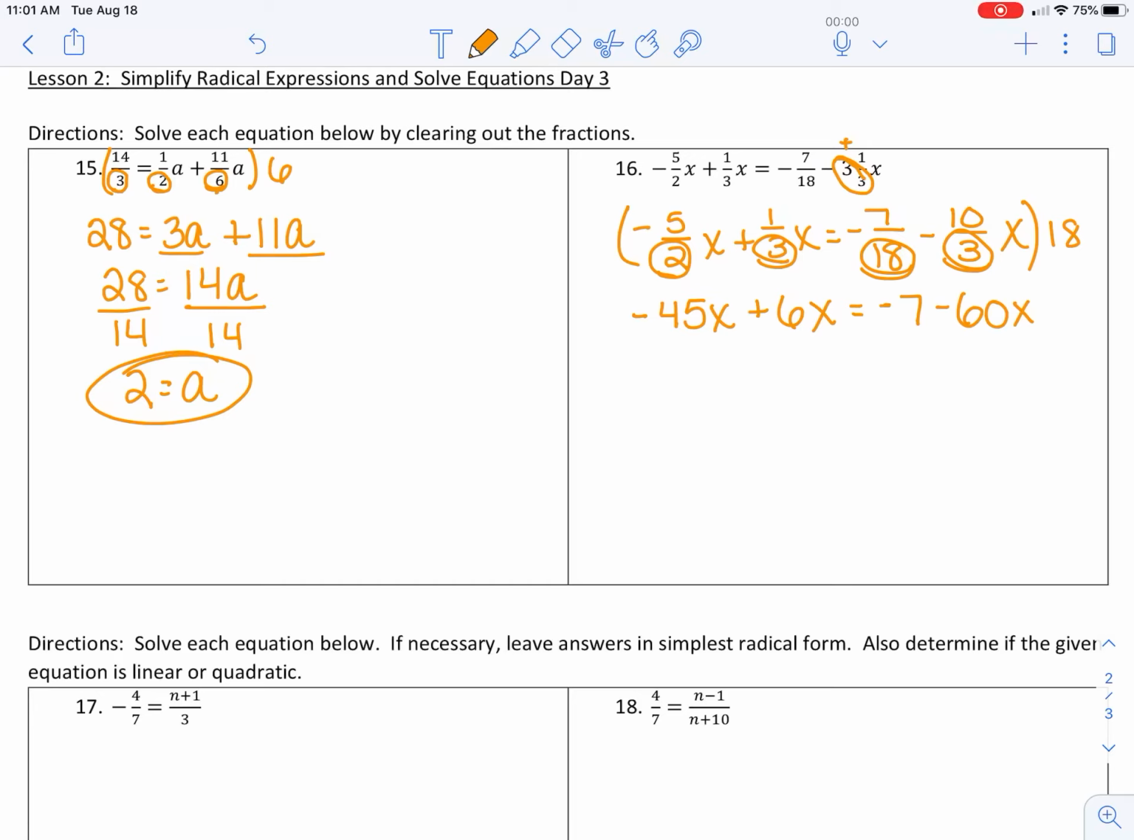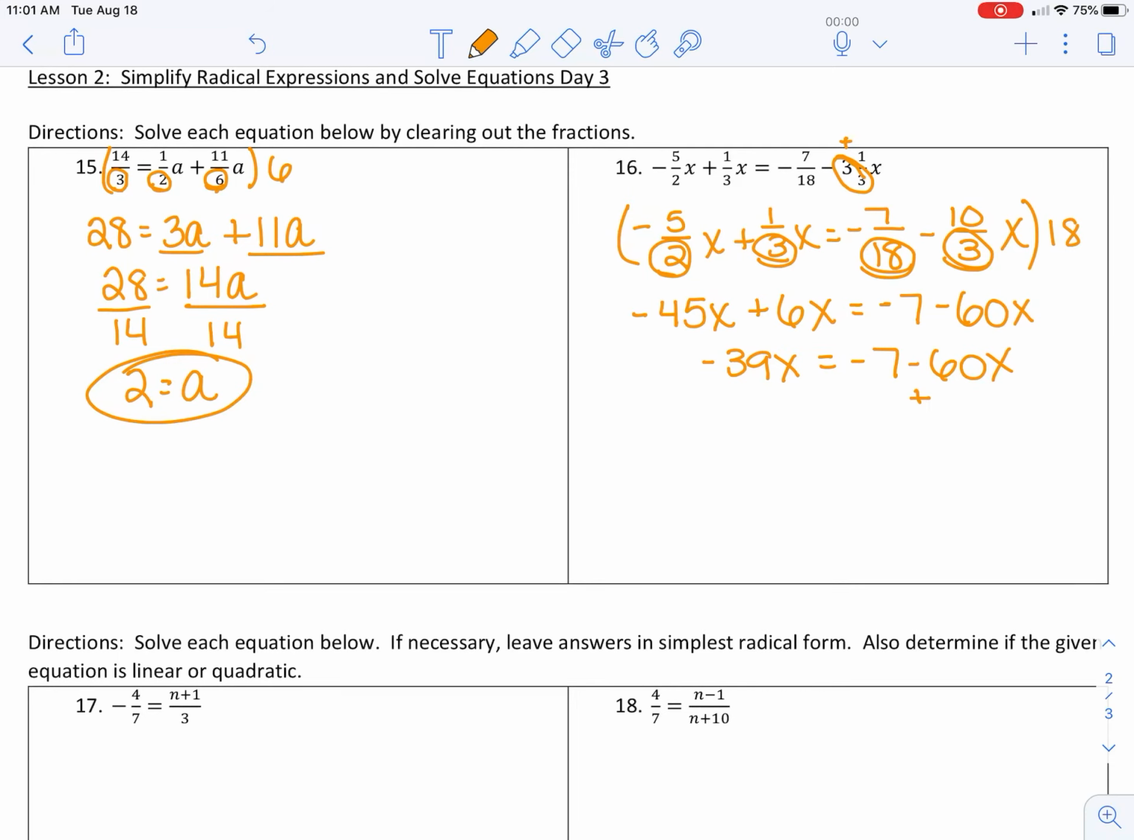So I'm just going to say, well, -45x plus 6x, that's going to give me -39x. And that's equal to -7 minus 60x. I'm going to go ahead and move that 60x over, so I'm going to add it over to the other side. And I get 21x equals -7. And then I am going to divide by 21.